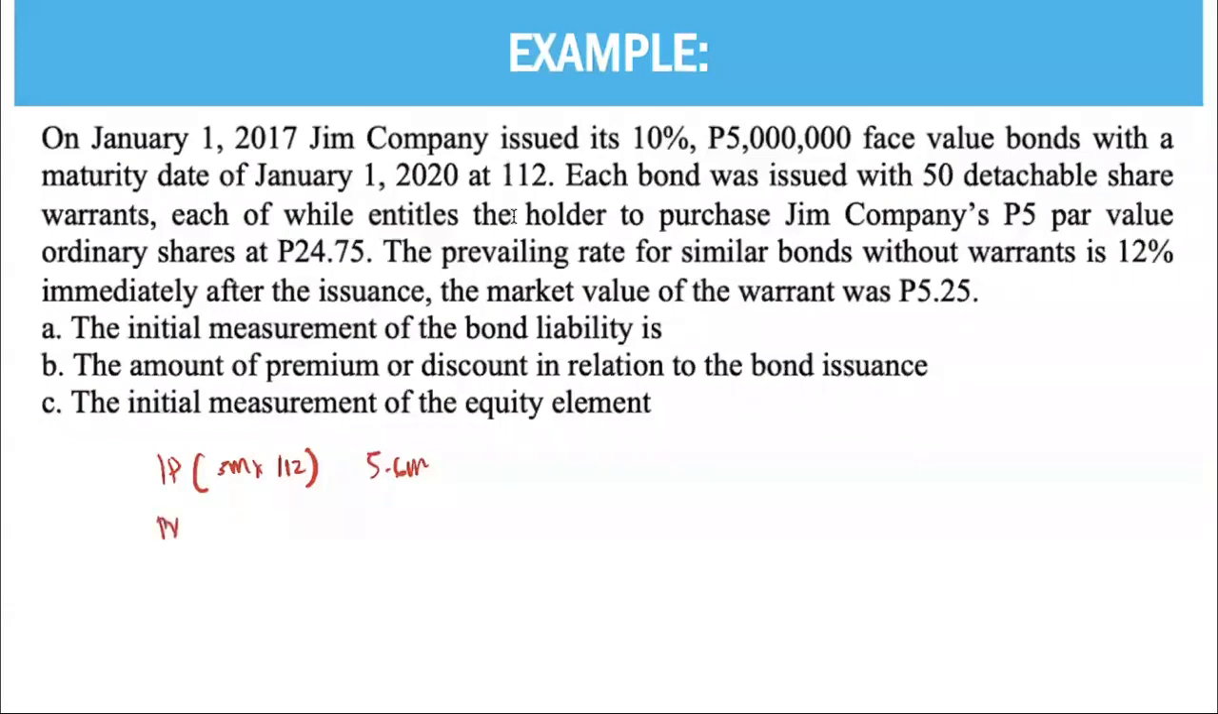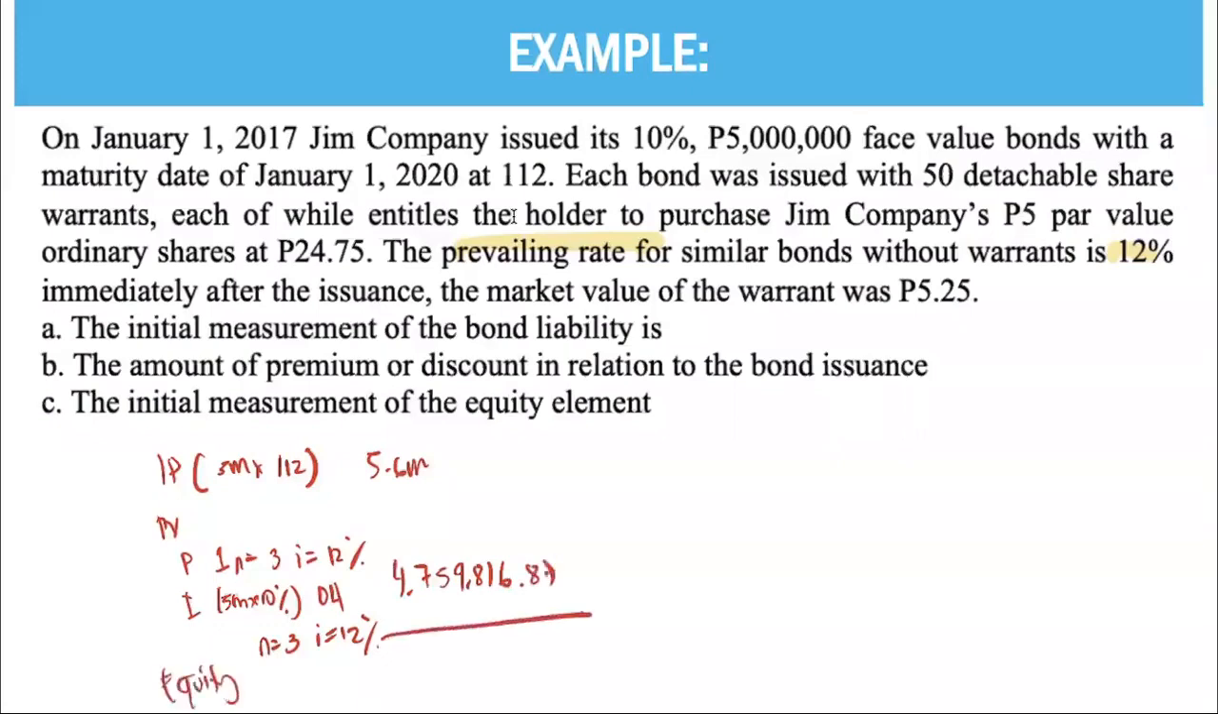To get the present value of the liability, you just need to use the prevailing market rate, that is 12%. So for the principal, we have present value of 1, N is equal to 3 (2017, 2018, 2019), I is equal to 12%. And for the interest, that is 5 million times 10%, we have ordinary annuity, N is equal to 3, I is equal to 12%. So we need to get the present value. Let's compute. So we have here 4,759,816.87. Whatever is left is the equity component.